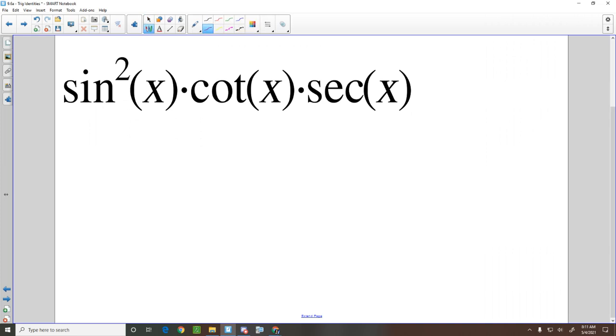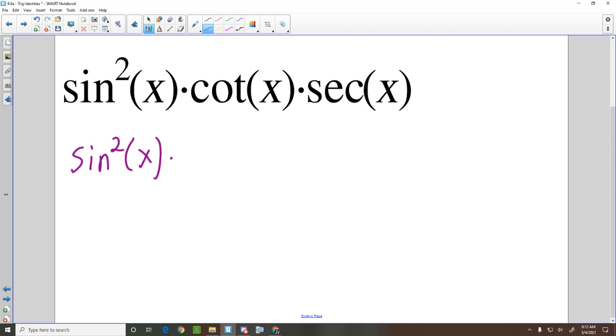So look at each of these 3 separate trig functions. The first one is already in terms of a sine or a cosine. So we want to leave that alone. Don't rewrite it as anything else. Just keep this as sine squared. The second one, cotangent. Well, for this, I've got 2 options. I could rewrite it as 1 over tangent, but that's not going to help me because that's still not in terms of sine and cosine.